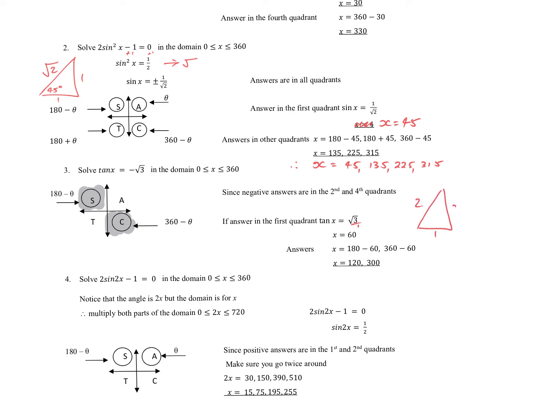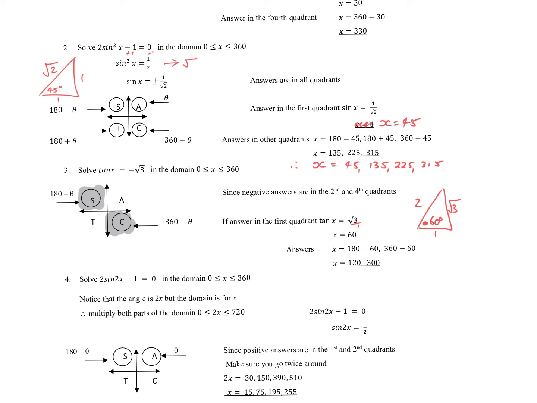1, 2, root 3. And we want opposite over adjacent. So it's going to be root 3. So we're looking at this angle here, which is our 60-degree angle. So that's where x equals 60. So then our answers are x is equal to 180 minus 60 and 360 minus 60.